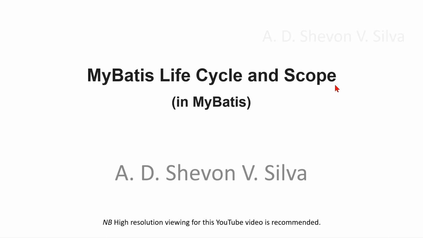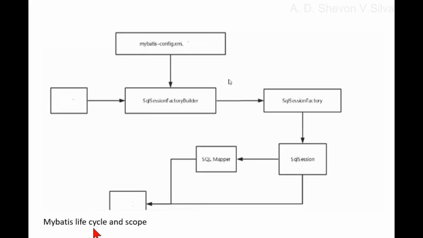MyBatis life cycle and scope in MyBatis. Here you can see MyBatis life cycle and scope. It is very important to understand the various scope and life cycle classes. Using them incorrectly can cause severe concurrency problems.